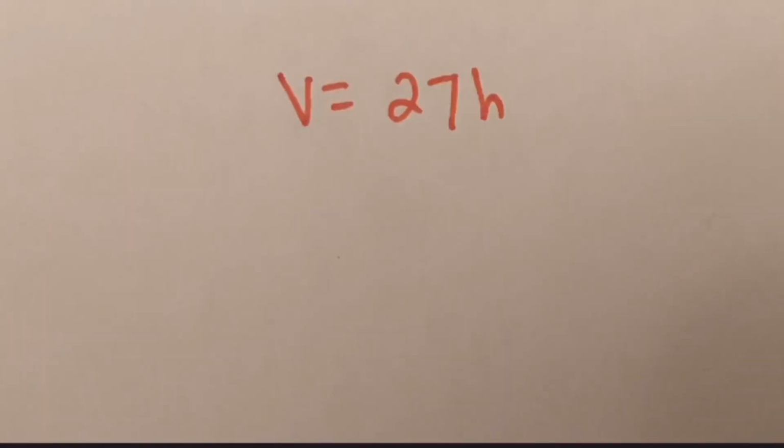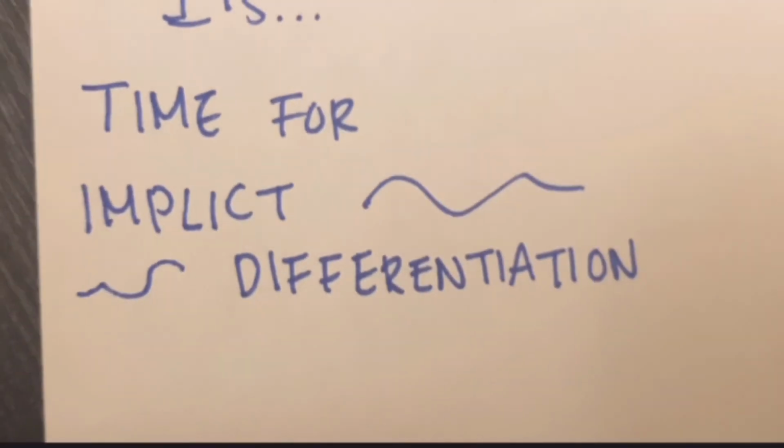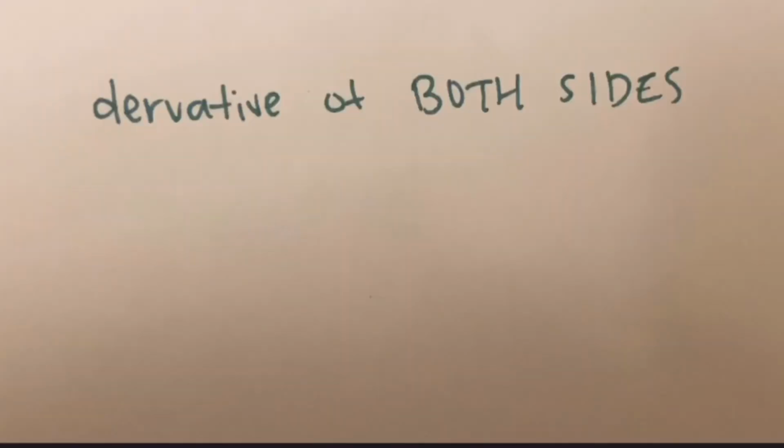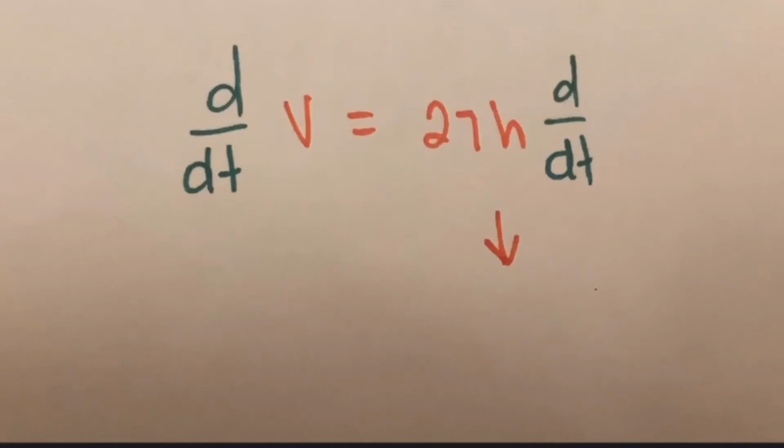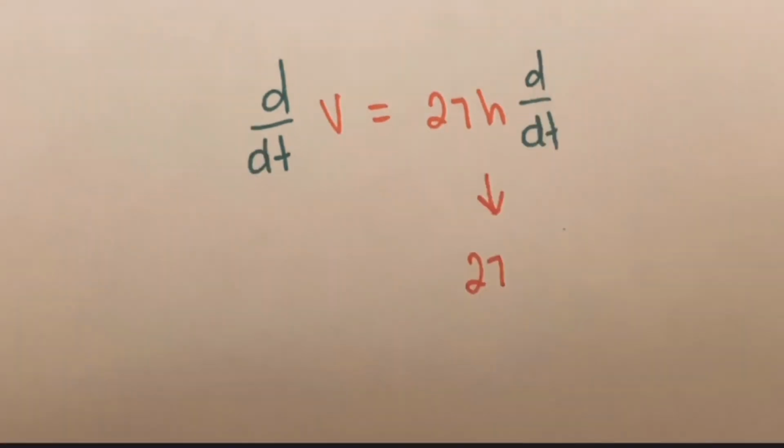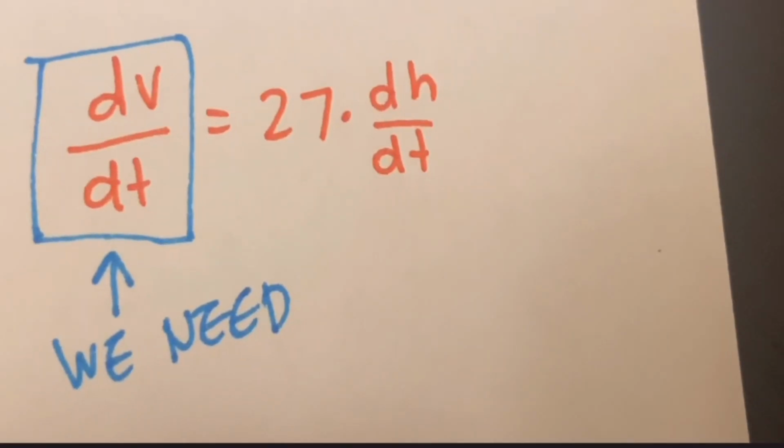Once the equation is simplified, it's time for implicit differentiation. This is taking the derivative of both sides. d over dt symbolizes the derivative. The derivative of 27h is 27, and the derivative of h is dh over dt, and the derivative of V is dV over dt. Now, we need to find dV over dt, but in order to do that, we need to find the value of dh over dt.